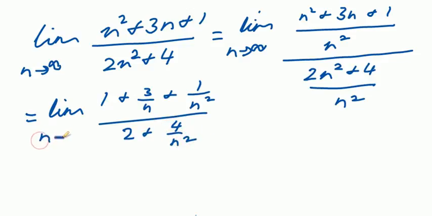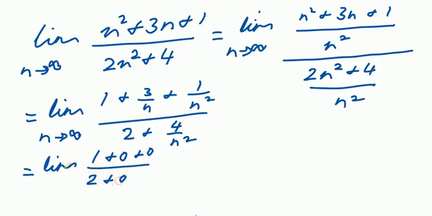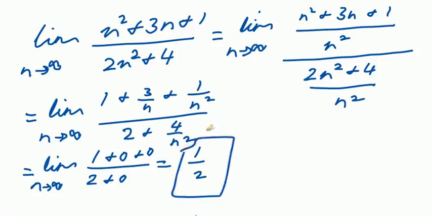Now, as n tends to infinity, this 3 upon n, 1 upon n square, and 4 upon n square will all tend to 0. So this will be 1 plus 0 plus 0 upon 2 plus 0, that's equal to half. Now the limit of an as n tends to infinity is half, and we know it is not equal to 0.